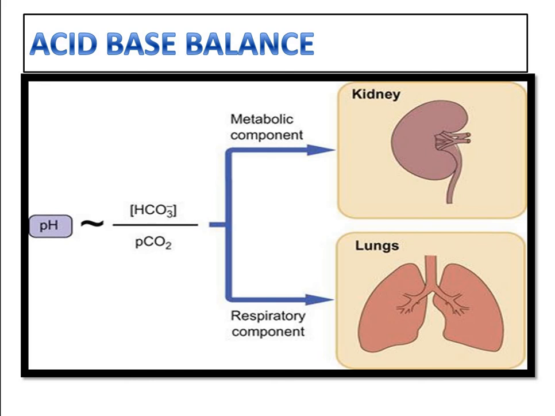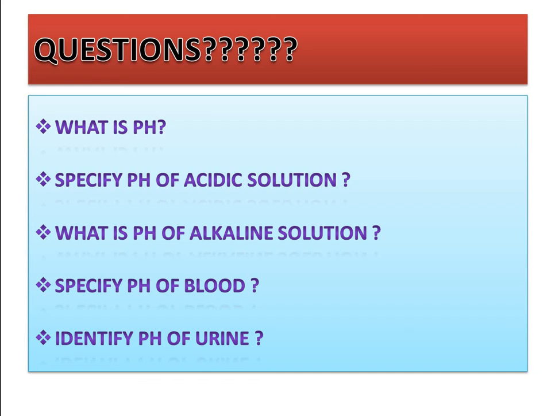Okay, so I think I explained some of the important concepts of acid, base, pH, pH scale, and also the metabolic component and respiratory component, and the after effects of variation from normal pH. This all I discussed. I think it is clear. Okay. Then some questions you try to answer.